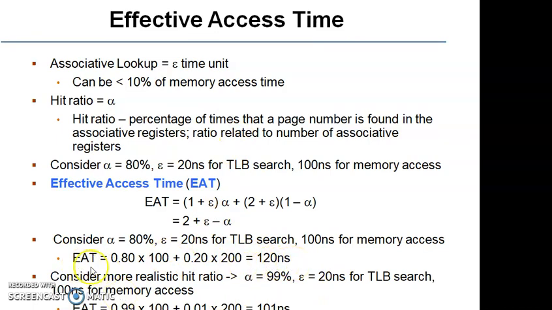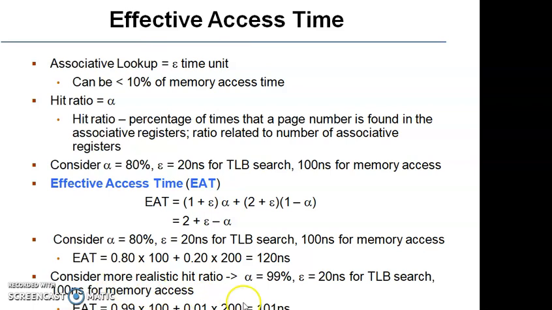Regarding the effective access time, in some textbooks they calculate using this method. Here this part is for the hit, 0.80 into, instead of 100 they take the TLB search time also, 20 plus 100, that is 120. And for the miss part, 0.20 into 200: 100 nanoseconds for memory access, 100 nanoseconds for the page table search, and 20 nanoseconds for TLB search, that is 220 here. That is 0.80 into 120 plus 0.20 into 220, which comes out to be 140 nanoseconds.